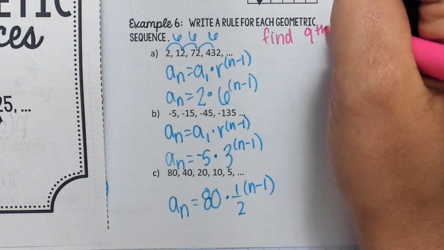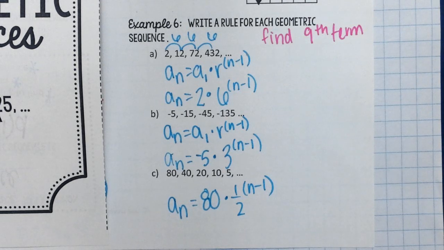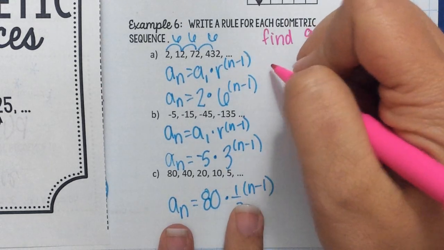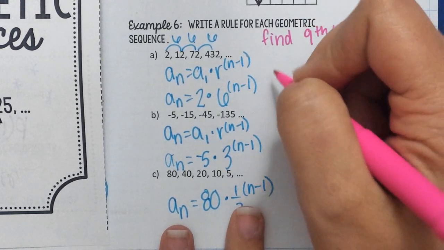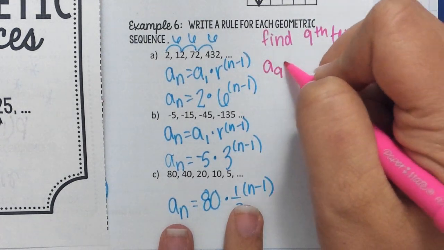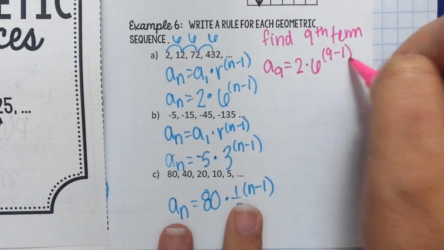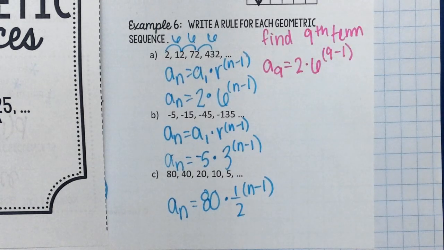Alright, so now, if I asked you on the first one to find the 9th term, you would say a sub 9 equals 2 times 6 to the 9 minus 1. We need to write this purple part. When I write, you write.